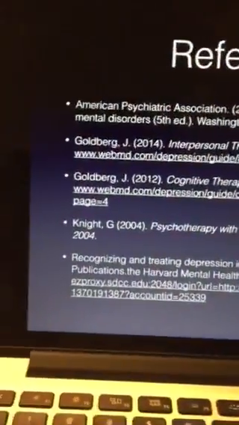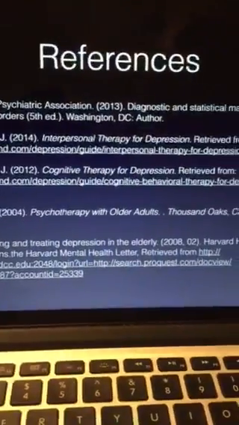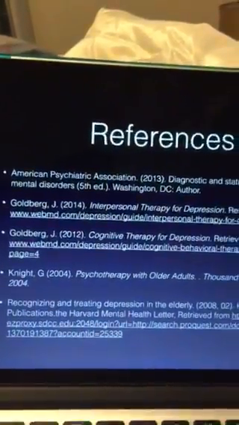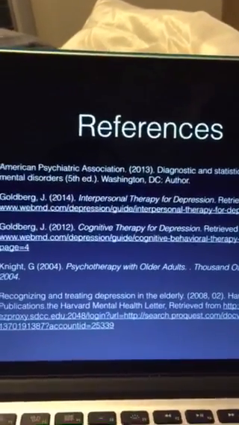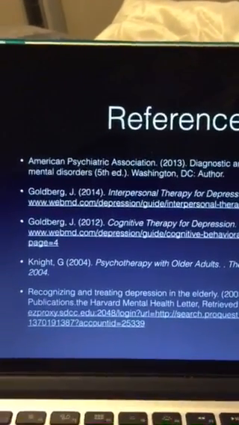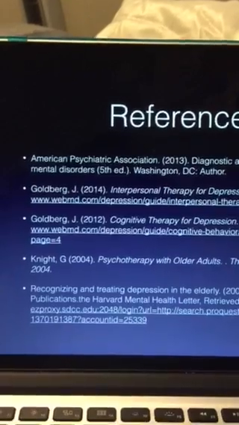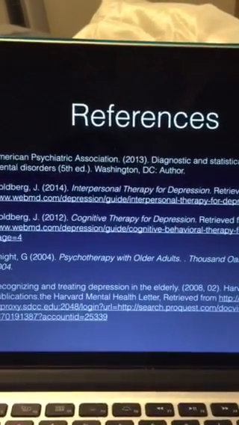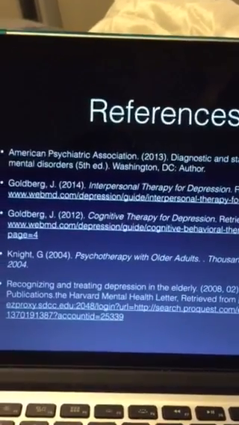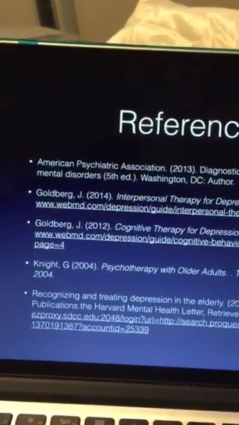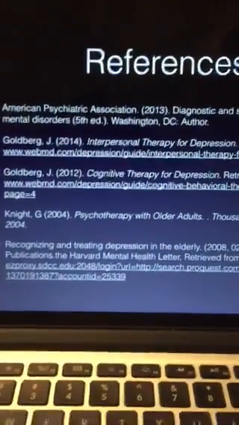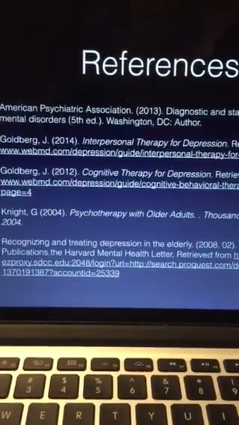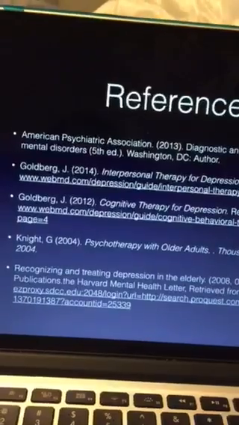And then last, this is my reference slide. As you can see, the description about depression and the criteria for diagnosis came from the American Psychiatric Association, and some of the information on interpersonal and cognitive therapy came from WebMD, and other parts came from Recognizing and Treating Depression in the Elderly, which is a journal article, and also some of it came from our textbook.